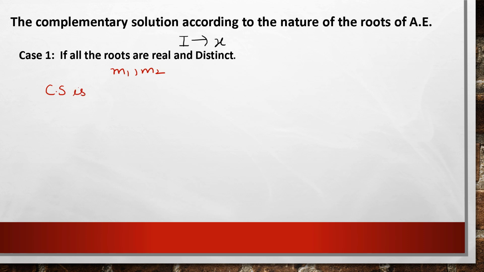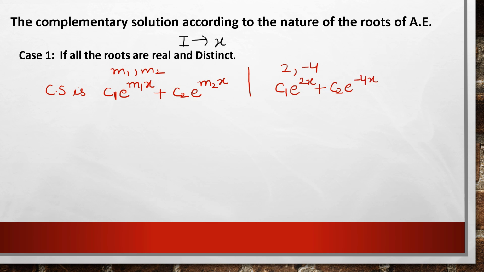The complementary solution is c1 e power first root into the independent variable x, plus c2 e power second root into x. For example, let's say I have solved the auxiliary equation and my roots come out as 2 and minus 4. Both are real and distinct. Then how will we write the complementary solution? That will be c1 e power 2x plus c2 e power minus 4x.